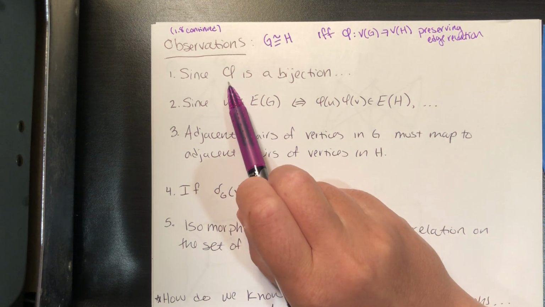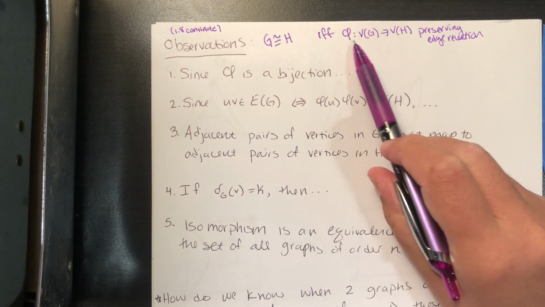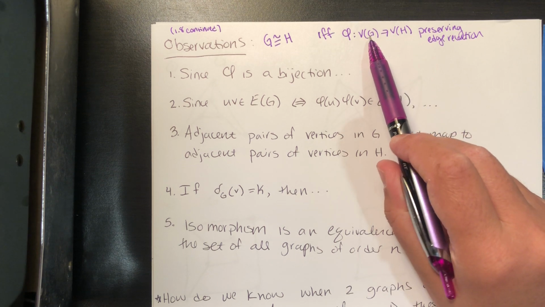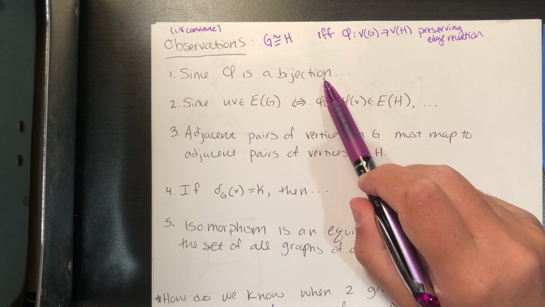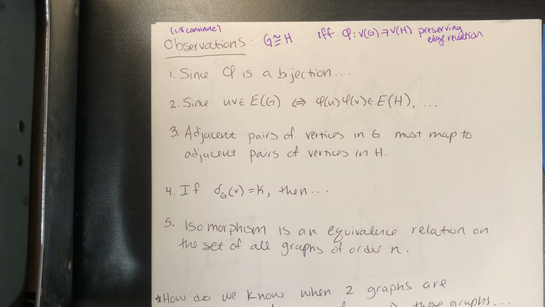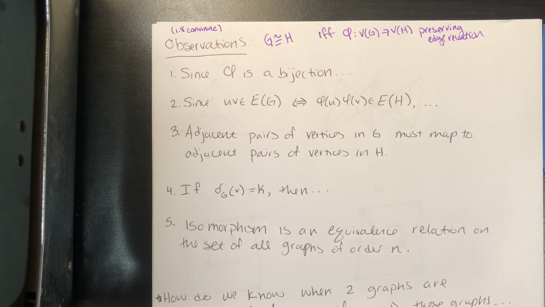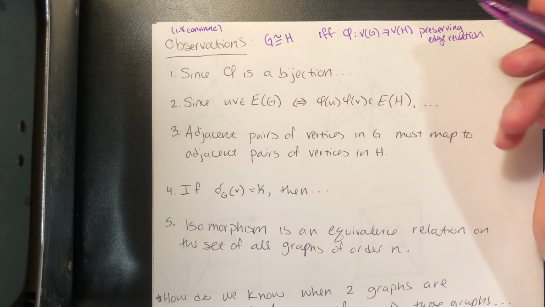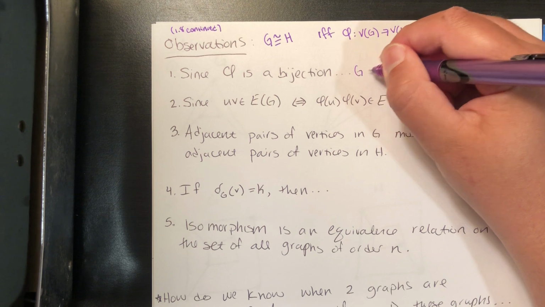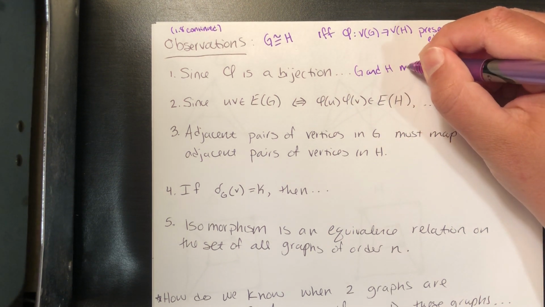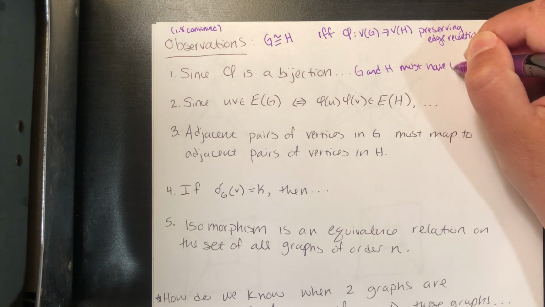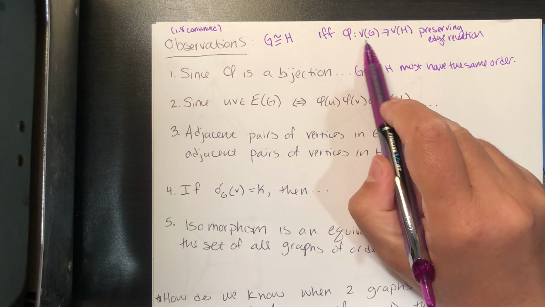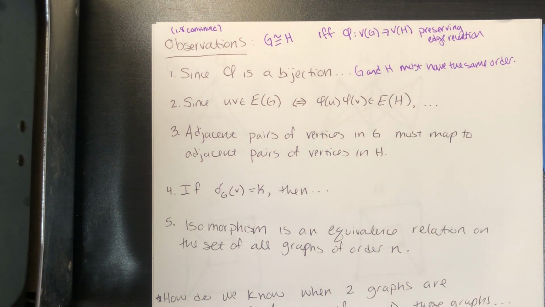First of all, this isomorphism function phi from the vertex set of G to the vertex set of H is a bijection, which means it's one-to-one and onto. And since we're only really looking at finite graphs, what this means is that you have to have the same number of vertices in G as vertices in H, right? So G and H must have the same order. That's just a way of saying the cardinality of this set is equal to the cardinality of this set.